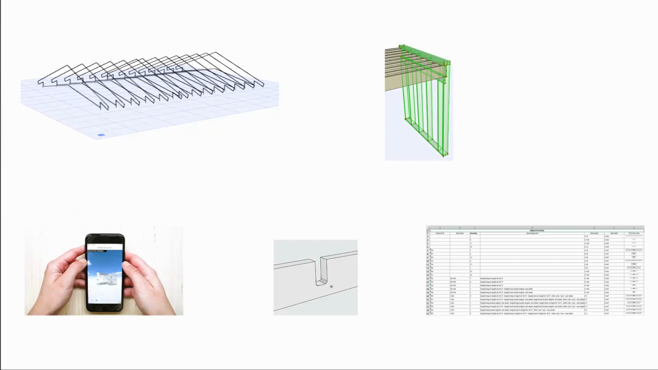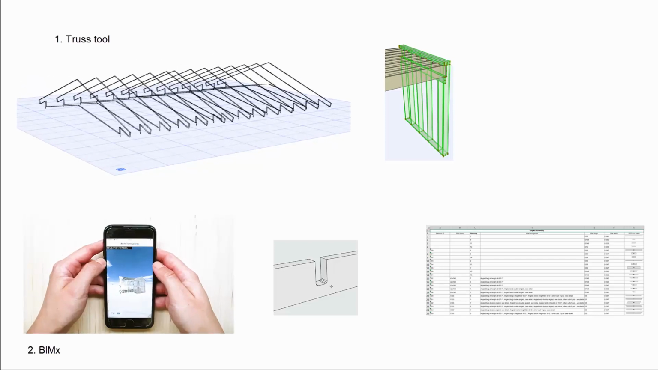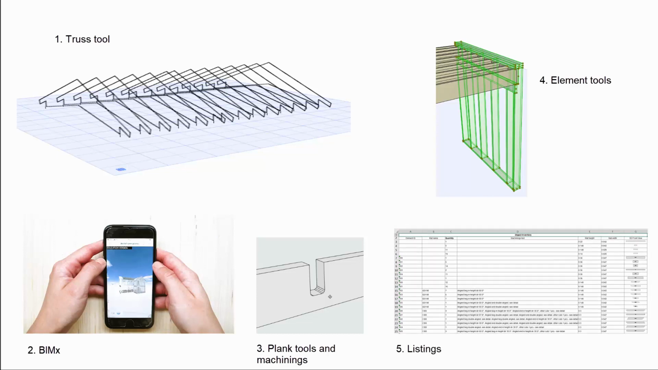This video is about the most important new features in ArchiFrame 2020. I will go through improvements in the Truss tool, BIMx compatibility, plank tools and machinings, element tools, and listings. For a full list of all updates, please check the PDF in the video description.